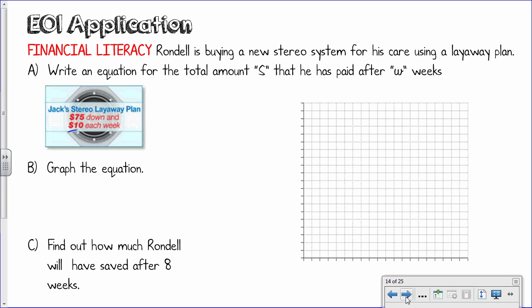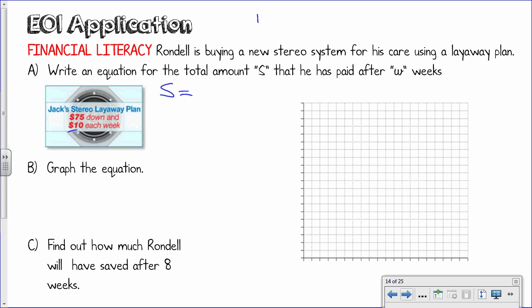Okay, EOY question. Rondell is buying a new stereo system for his car. A. Using a layaway plan, write an equation for the total amount S that he has paid after W weeks. Okay, so the total amount, where's that going to go? S equals what?